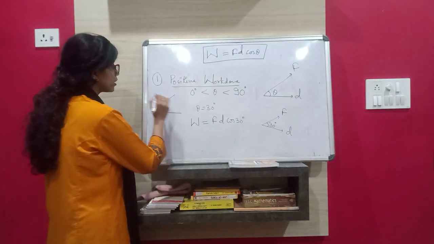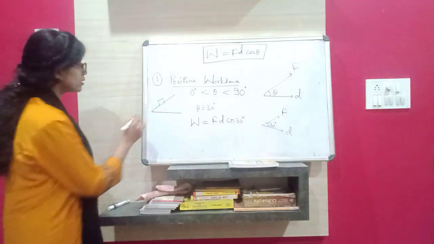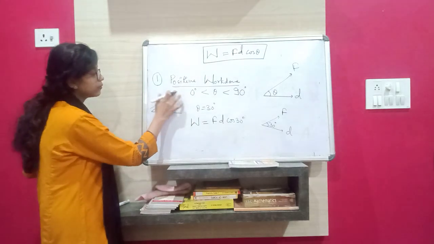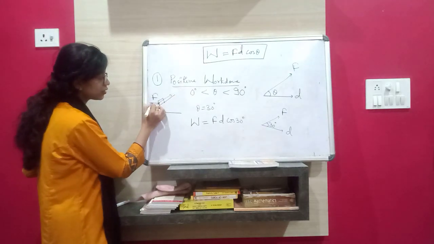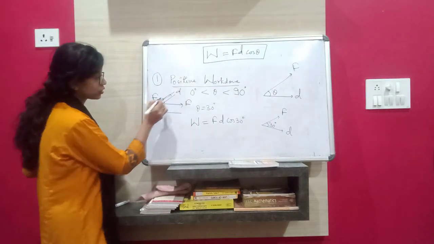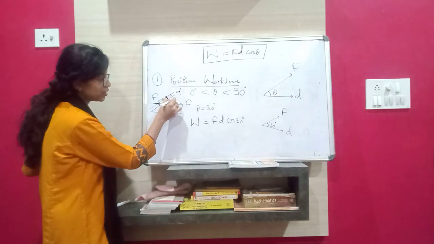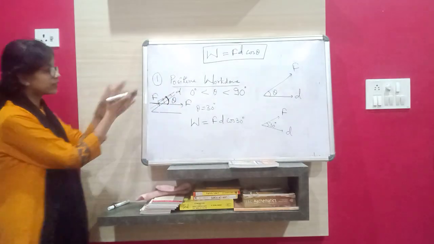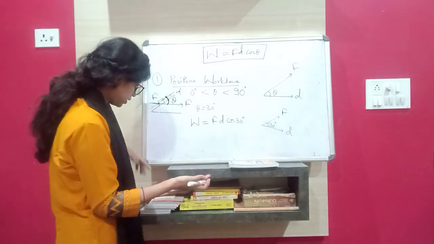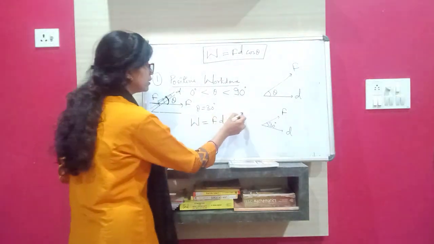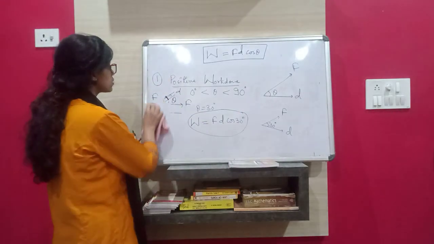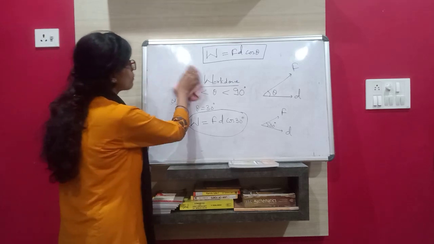If you are having a body on an inclined plane and the body is moving in the upward direction, and you are applying force in the forward direction, this is the direction of force, and displacement is in this direction. So the angle between them is theta, and theta is between 0 to 90 degrees, and then cos 30 or whatever cos theta will always be positive, giving this whole value as a positive value. So this is how we are having positive work done.